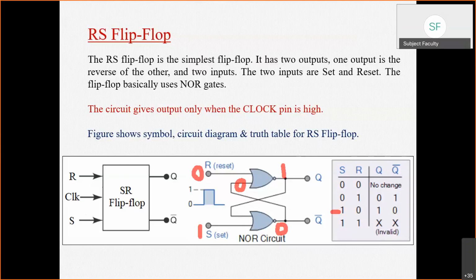Whenever your reset input is 1, you can observe here, whenever reset input is 1, your flip-flop will reset to 0. That means your output is 0, Q equals 0.